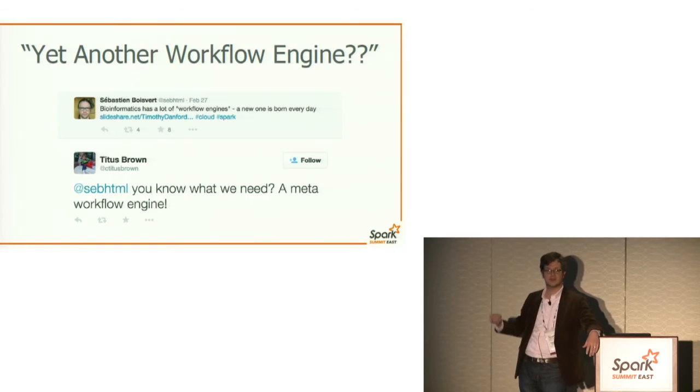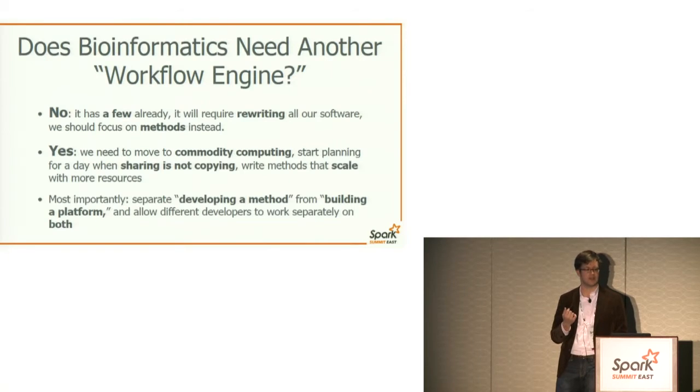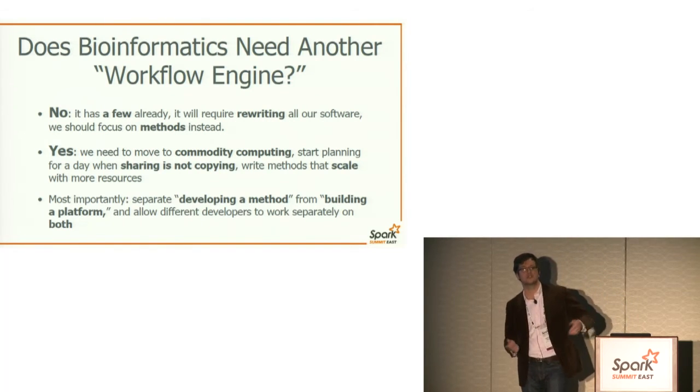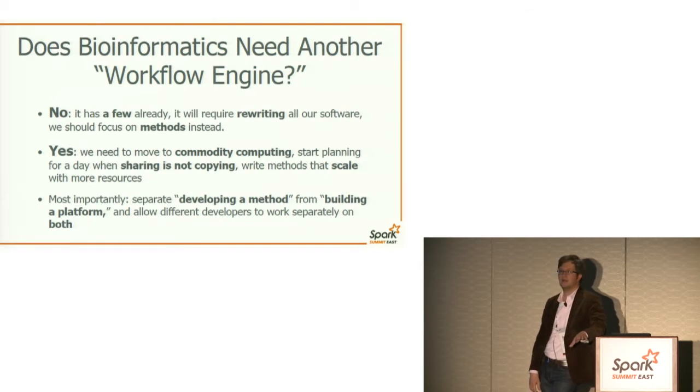And the guy who responds to him, who is a well-known bioinformatician himself, says, you know what we need? A meta workflow engine. Obviously, he's being sarcastic. So there's real pushback in the genomics community by people who basically are thinking, why are we writing a lot of workflow engines? Why are you spending your time building yet another one, or implementing things on top of yet another workflow engine? Why can't we just focus on methods, answer the scientific questions that we need to answer today, and get going? So let me just point out, this is my only slide without an image, and then we're pretty much done.